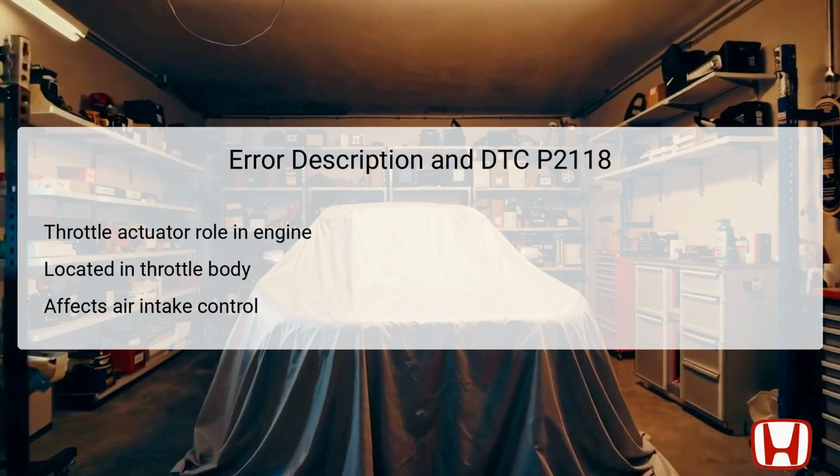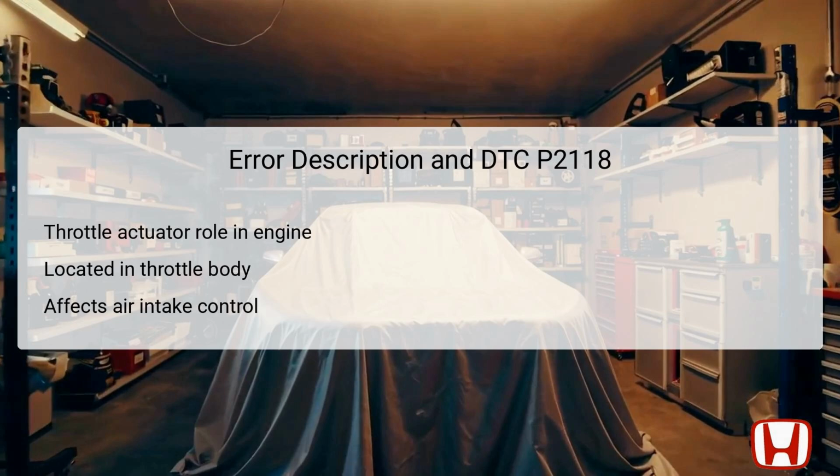The throttle actuator plays a vital role by regulating the airflow through the throttle body into the engine, influencing engine performance and efficiency. It is embedded within the throttle body, which is typically situated between the air filter and the intake manifold. When the throttle actuator malfunctions, it can lead to erratic or poor acceleration, which can significantly impact vehicle drivability.